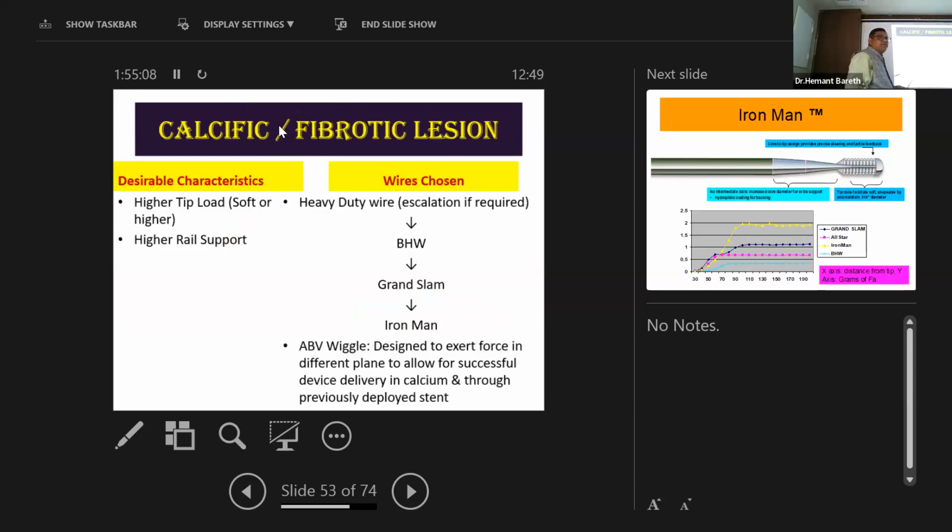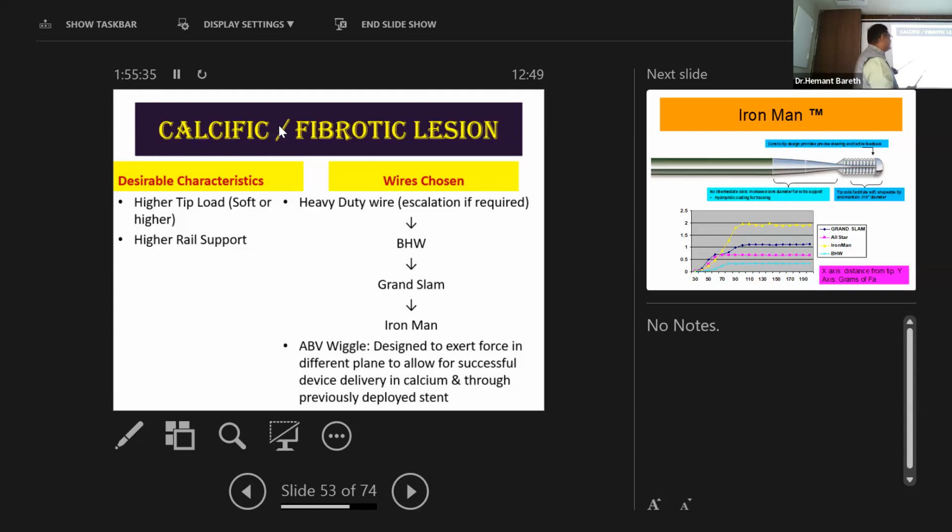So coming to the second type of lesions, which are the calcific or highly fibrotic lesions. What are the characteristics required? Of course, you require a higher tip load because you need to move across this fibrotic lesion, penetrate through that lesion, or take a different direction through that lesion. So you require a higher tip load and also a higher range support.